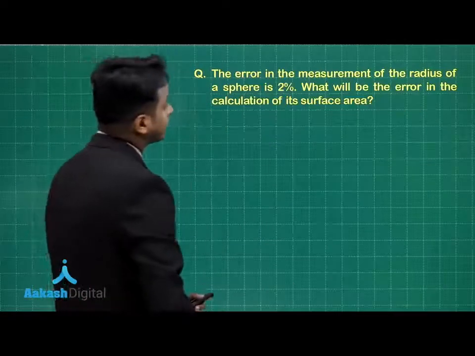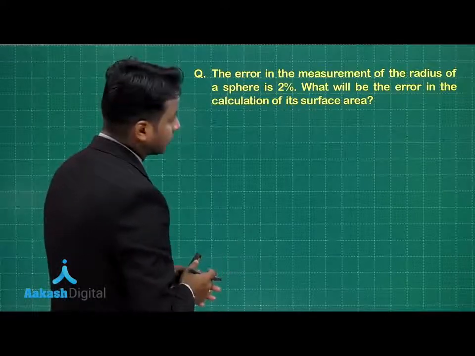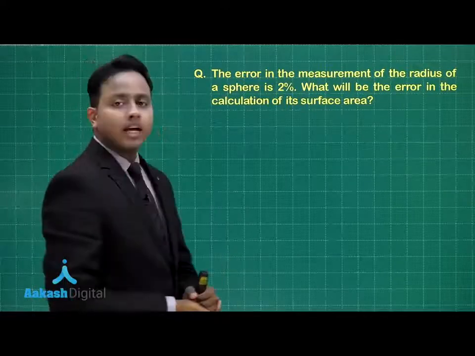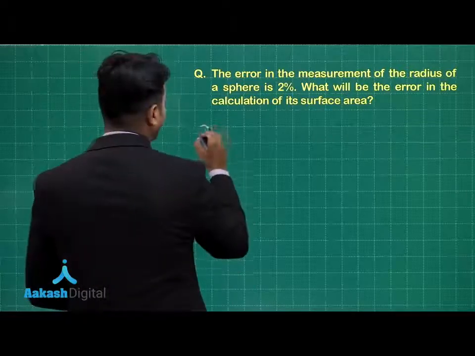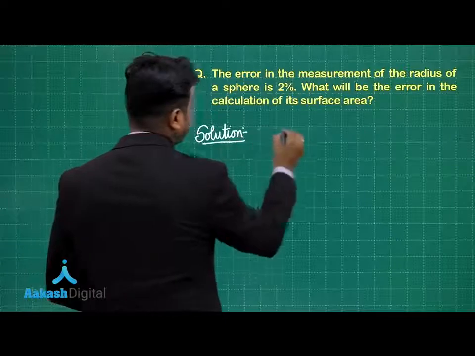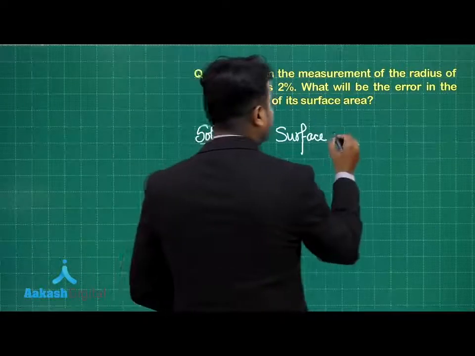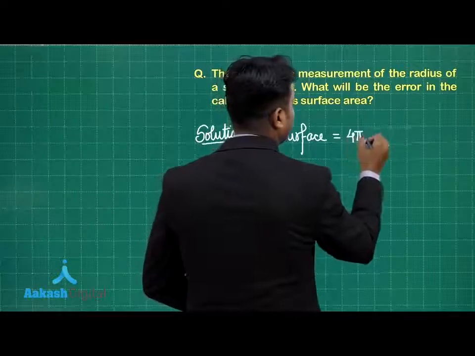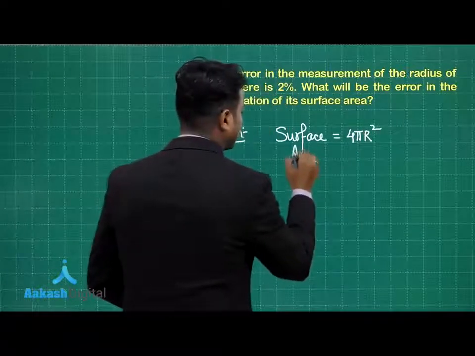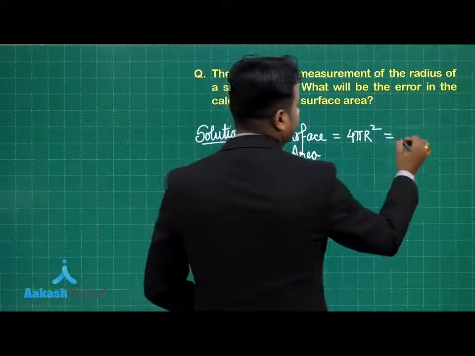Next question reads as, the error in the measurement of the radius of a sphere is 2%. What will be the error in the calculation of its surface area? So let's try to solve this question. Now tell me, what is the surface area of a sphere? Surface area of a sphere is simply equal to 4 pi r square. So this is actually the surface area. Now I am labeling this area to be A.